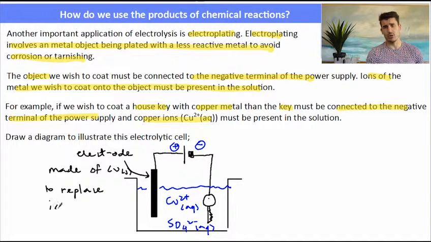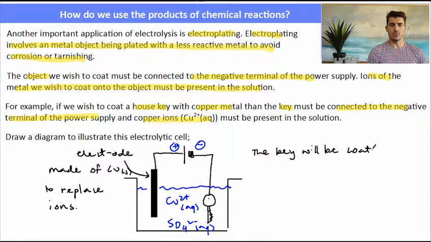We can't plate all different types of metal. There's only a few specific ones that we use for electroplating. So when we start to run this cell, we'll see that the key will be coated with a thin layer of the copper. The longer that we leave the key in the solution and the longer we leave the battery on, the more coating the key will get.